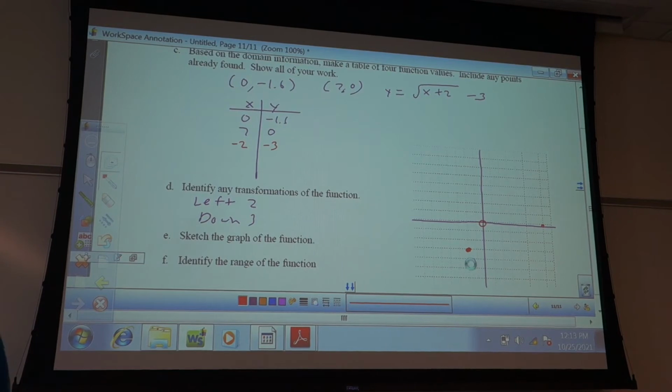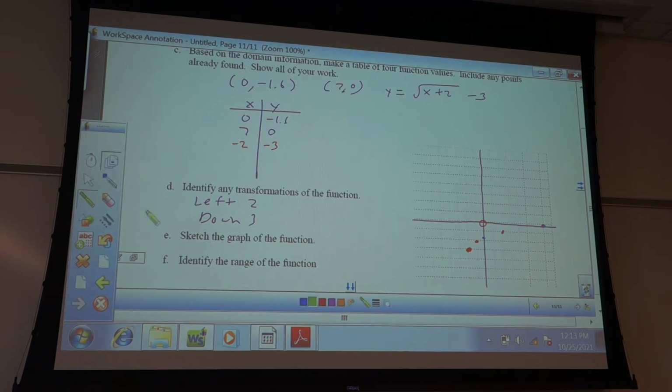All right, so I think folks should have them at this point. From our new center, we go right 1, up 1. Also from our new center, we go right 4, up 2. And if you want to log in the 0, -1.6, that would be right around here. That's where that point is. These are the 2 points we found, our x and y intercepts. And then you draw your line connecting them.